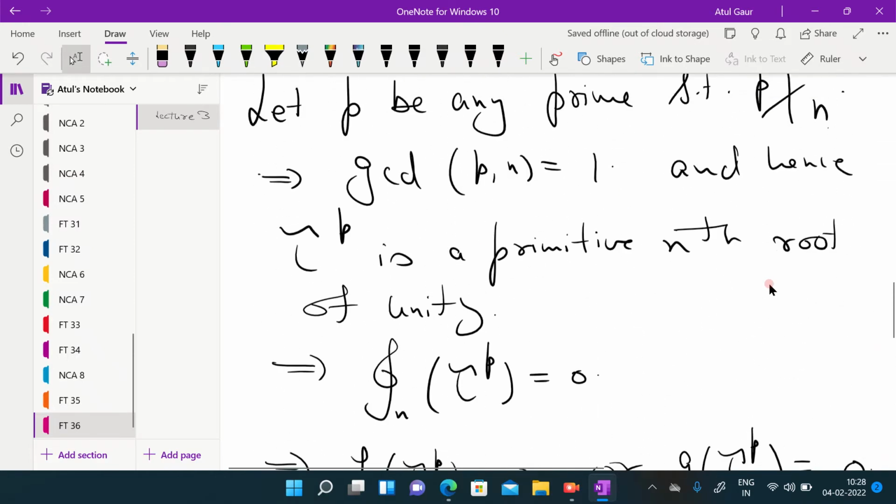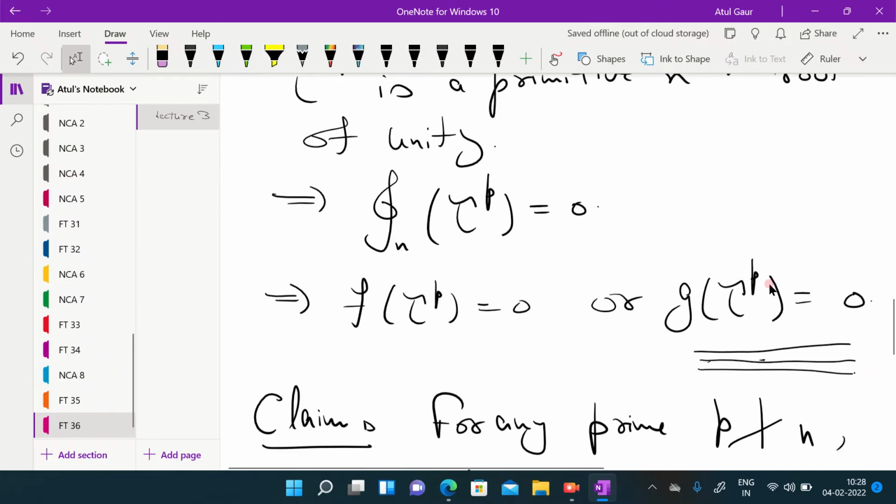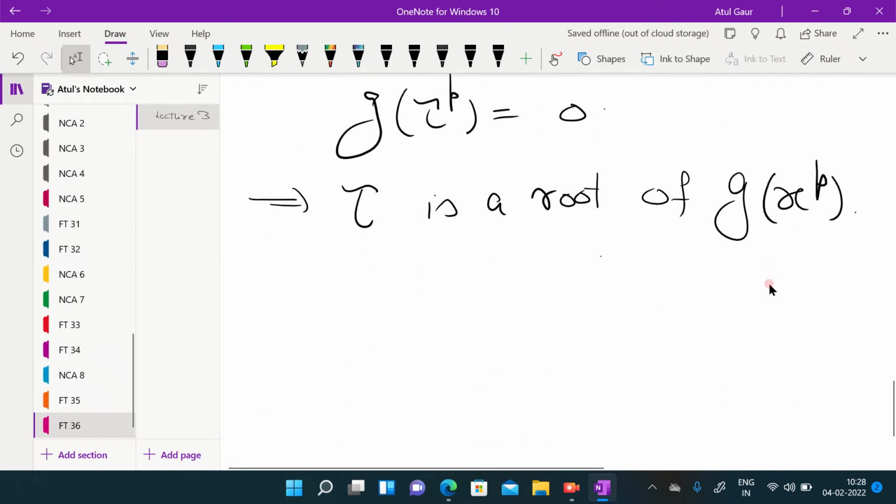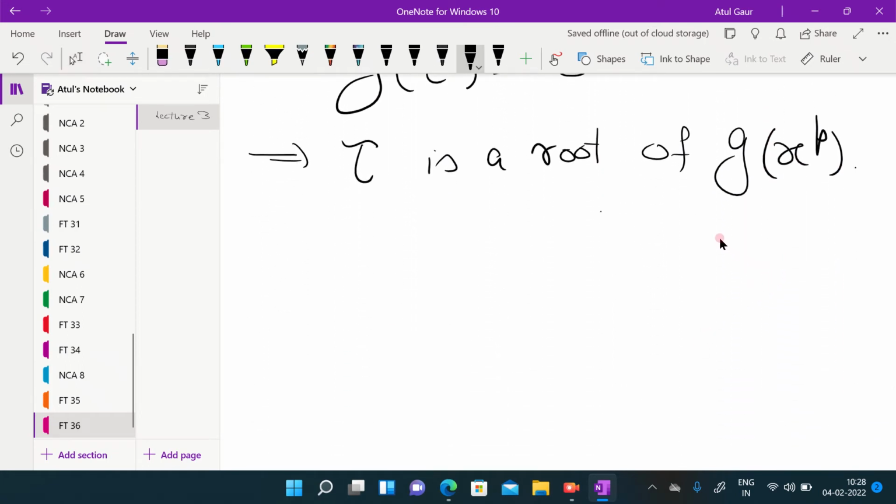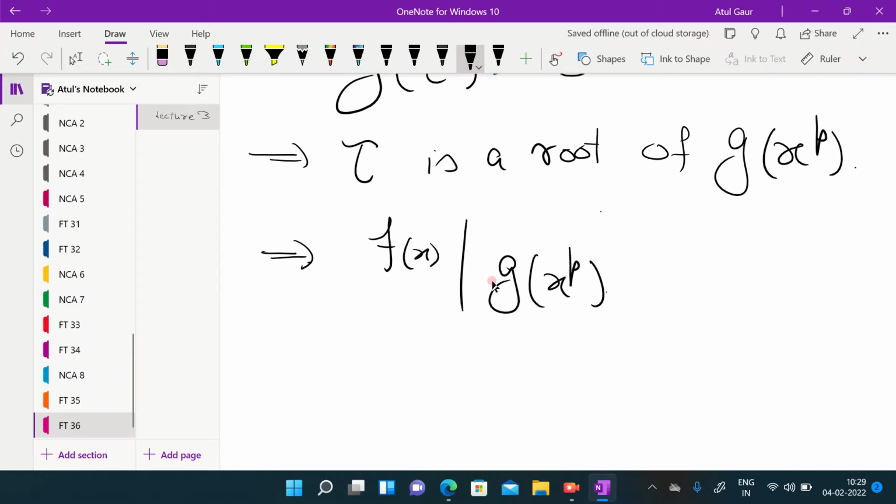So g(x^p) is also, in fact, g(x) is a polynomial over Z. So it's a polynomial over Q. So g(x^p) is also a polynomial over Q, right? So f(x) is the minimal polynomial and g(x^p) is one polynomial satisfying tau. So this would mean f(x) will divide g(x^p). Where this division takes place, over which the minimal polynomial is, that means in Q[x].